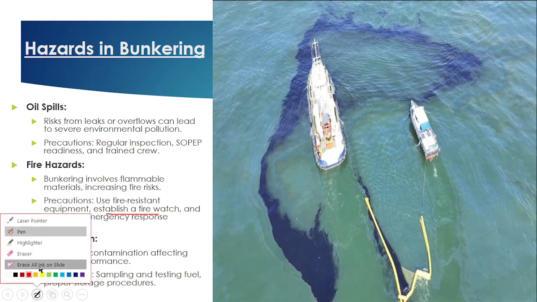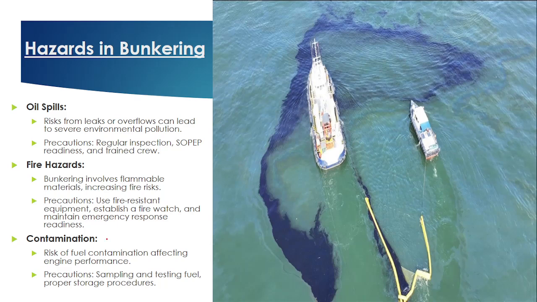Now the third risk is contamination. How can the contamination happen? Contamination basically can happen if there is improper fuel given by the bunker barge. This you can only prove by carrying out proper sampling.